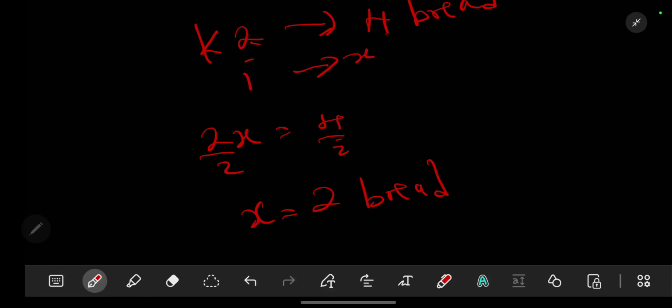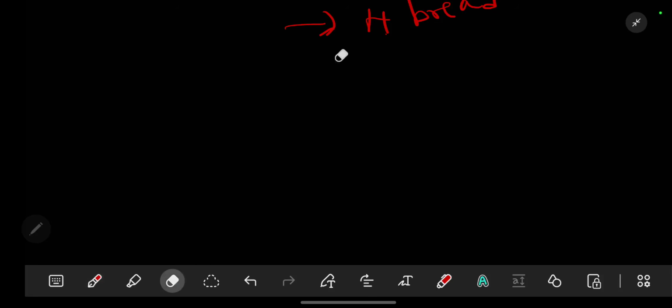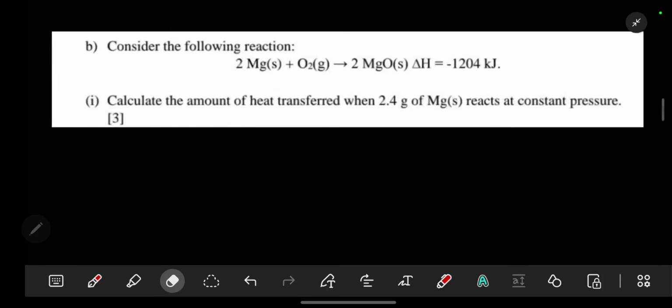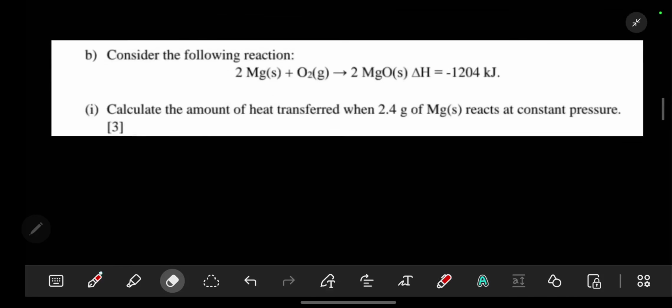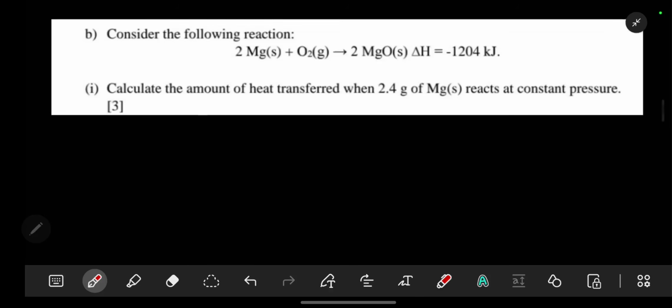So if you have 1 kwacha, it means you can buy 2 bread. So that is what this is simply about: you comparing the equation that they have given you with the amounts that you can use or rather produce. So we have this one. Consider the following reaction: 2 moles of magnesium plus oxygen should be able to produce magnesium oxide. Then we are told to calculate the amount of heat transferred when 2.4 grams of magnesium reacts at a constant pressure.